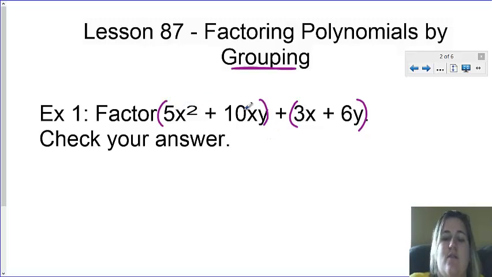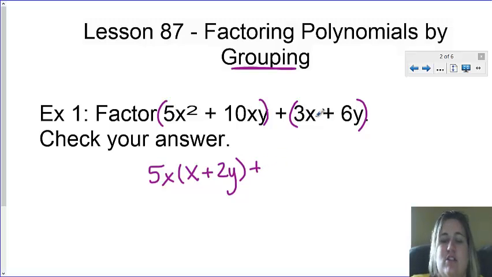So what can I factor out of these two terms that I have grouped together? Well, I see that 5 will go into both evenly and that there's an x in both. So I'm taking out a 5x. If I divide out 5x from 5x squared, I'm left with just x, plus 10 divided by 5 is 2. That x came out and I'm left with y. Plus, what can I factor out of these two evenly? Well, I can factor out a 3 because they're both divisible by 3. So if I take out a 3, the x is still there. 6 divided by 3 is 2, and that y is still there.